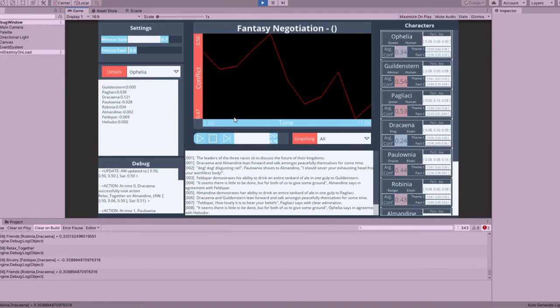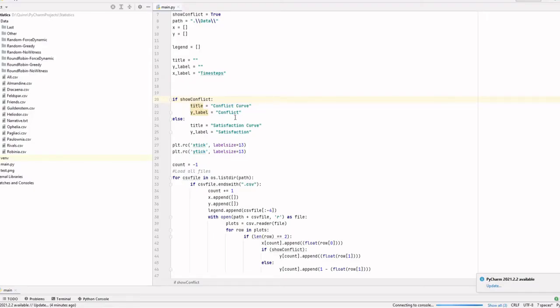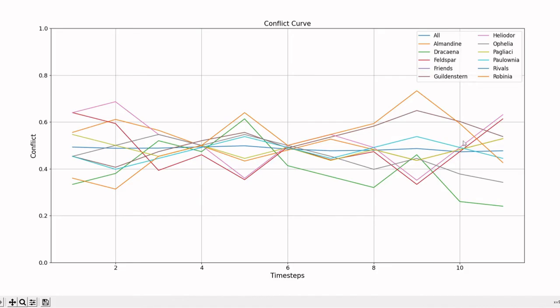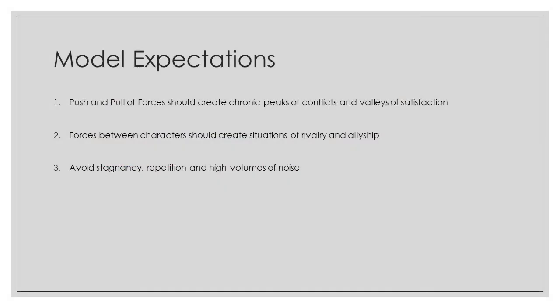The conflict curves for each character are exported after a run of the simulation, which allows the conflict curves of each character to be seen simultaneously. For the experiment, given that our system embeds a quantifiable level of conflict, we want to test and observe according to the desirable properties of conflict curves.